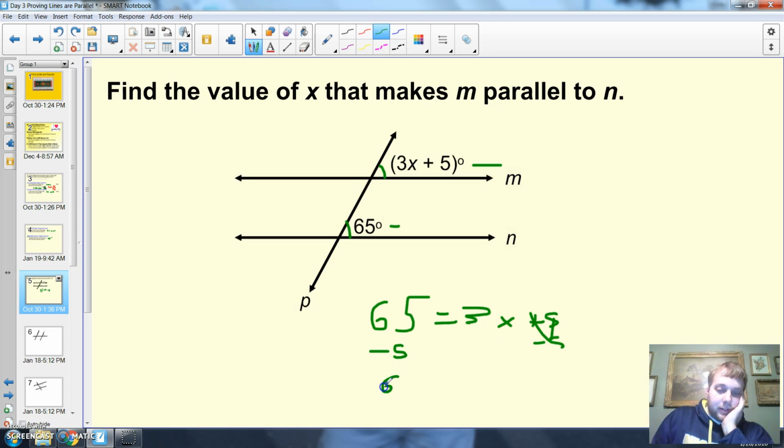So now I got 60 equals 3x. And then how do I solve for that x? I'm going to divide by 3.